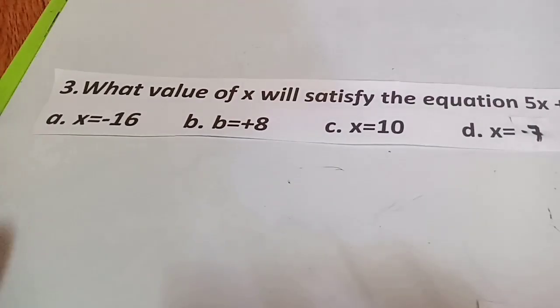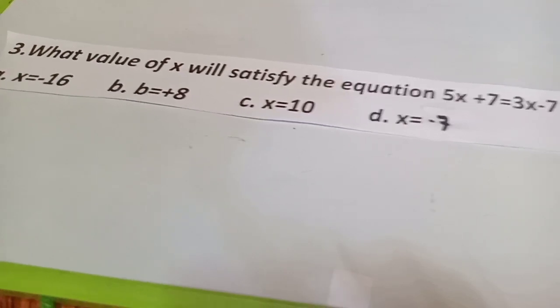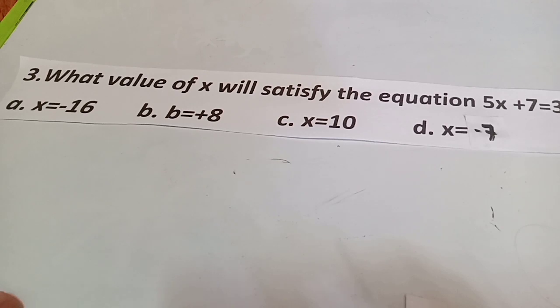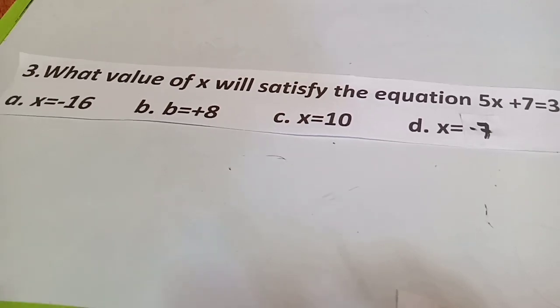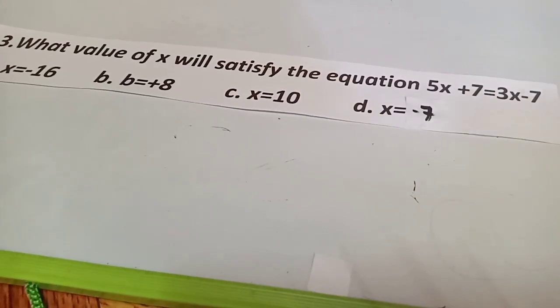What is the value of x that will satisfy the equation 5x plus 7 is equal to 3x minus 7? So this will be problem number 3. I repeat, what value of x will satisfy the equation 5x plus 7 is equal to 3x minus 7?